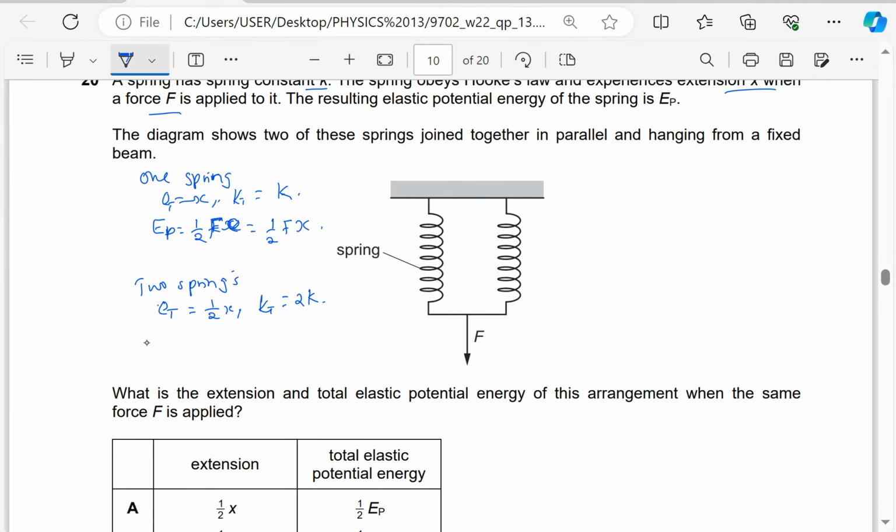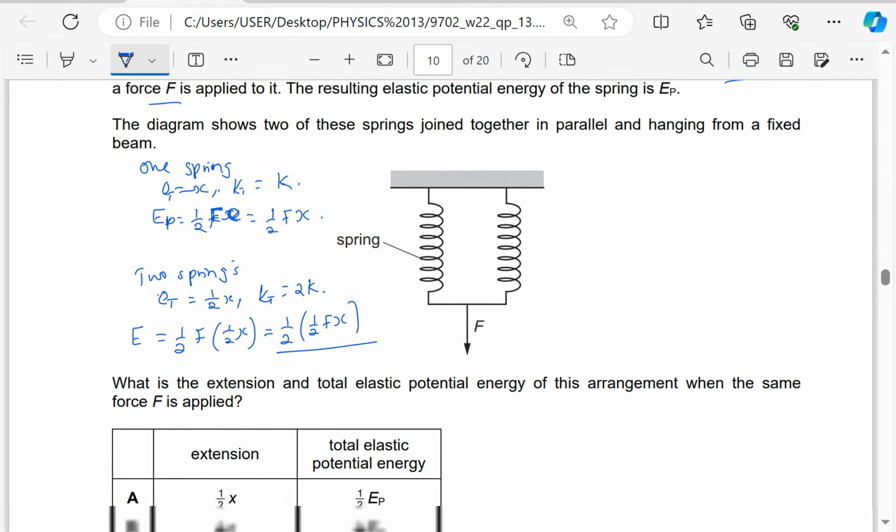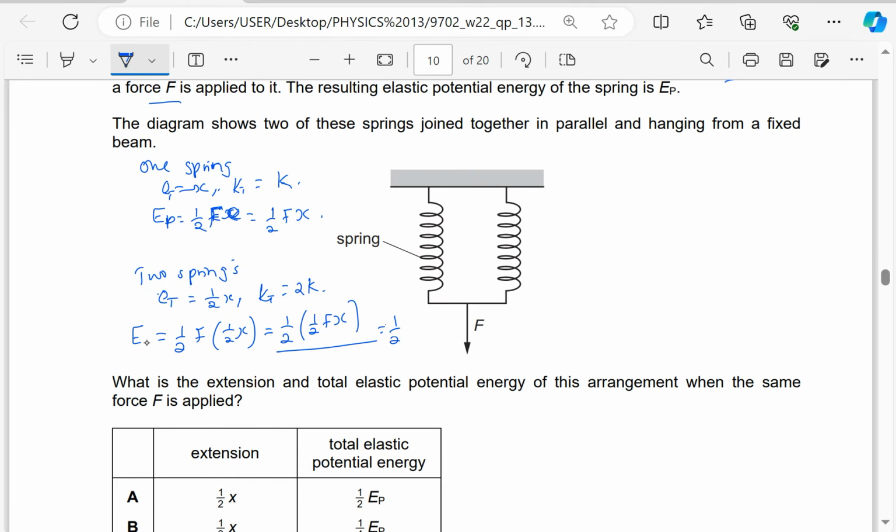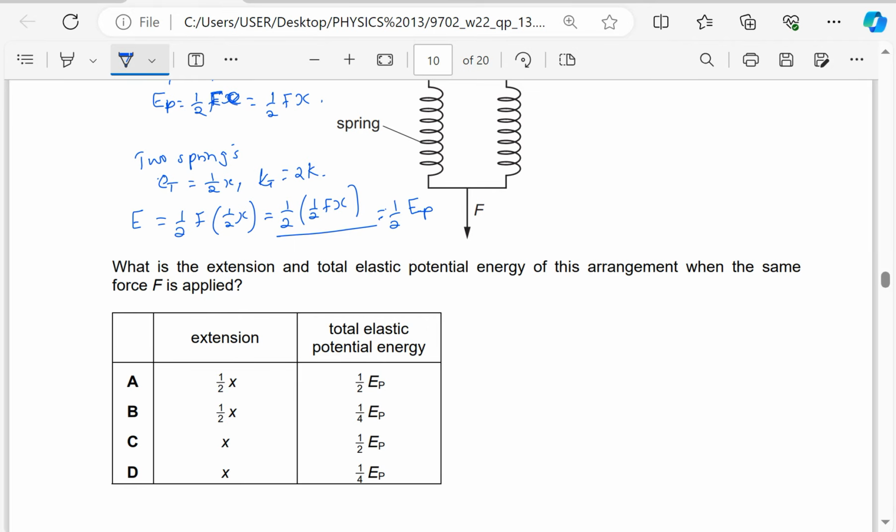For the second one, the elastic potential energy is going to be a half times F. Where there is extension, I'll put a half of X, which becomes a half into a half of Fx. And a half of Fx was the initial elastic potential energy EP. So this becomes a half of EP for only one spring. So extension is a half X, then energy is a half EP. So the answer is going to be A.